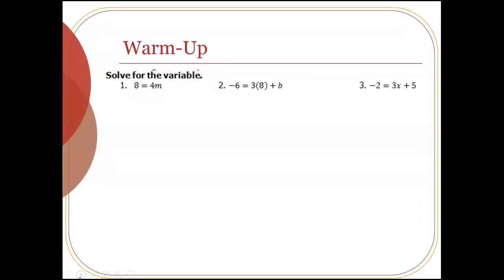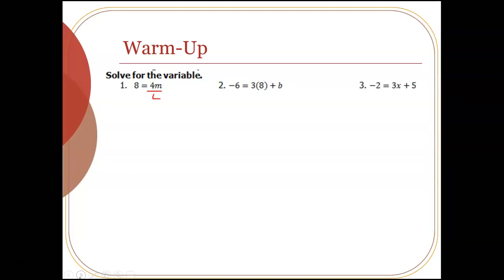So as part of the warm-up, I had you solve for the variable. In example number one, you have 8 equals 4m. So we needed to solve for m, so we divided both sides by 4. And that gave you 8 divided by 4, which was 2. So m is equal to 2.